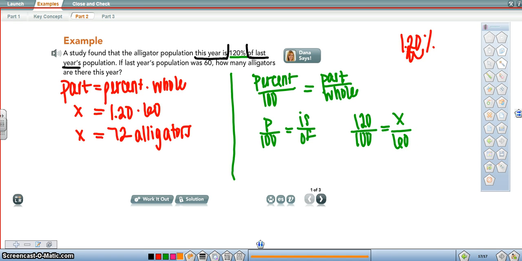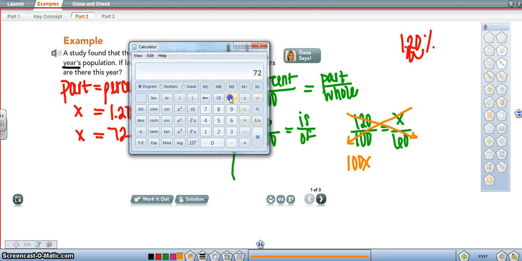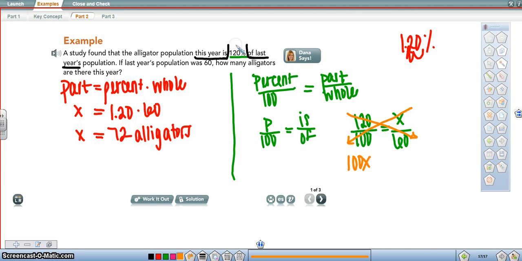You would cross multiply. This is something you did last year. X times 100 is 100x, since whenever you have a number right beside a variable, it means to multiply. 120 times 60. Well, you can do that real quick on the side, or you can use a calculator. 7,200. To solve for x, we would divide by 100.